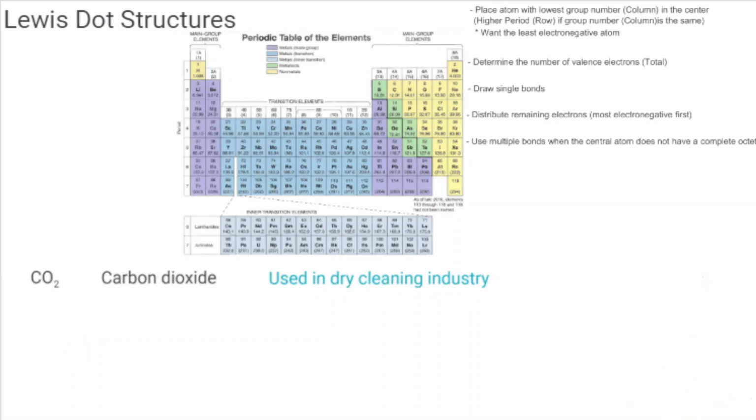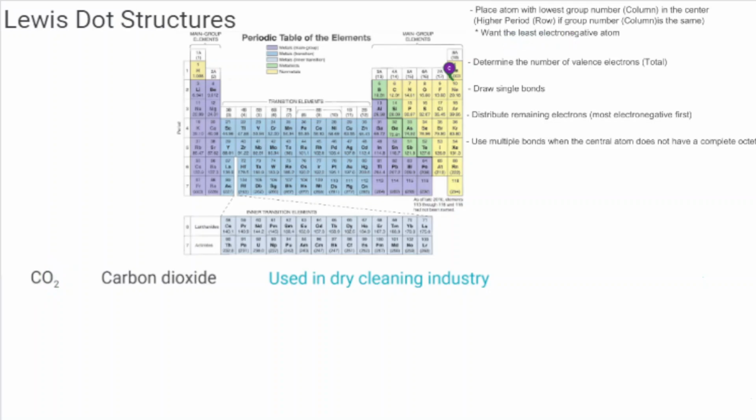This one's a little bit different, as you'll come to find out in just a moment. So this one is carbon dioxide, or CO2, and CO2 is normally used for dry cleaning. It's highly used in the dry cleaning industry, and you know, it's also what we breathe out and what keeps plants alive. So pretty cool little molecule. So for this one, we need to determine if carbon or oxygen is the least electronegative atom.